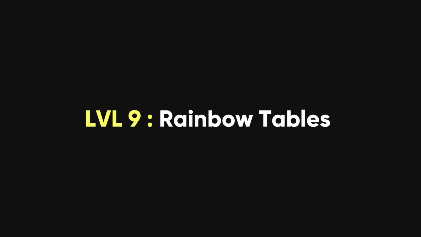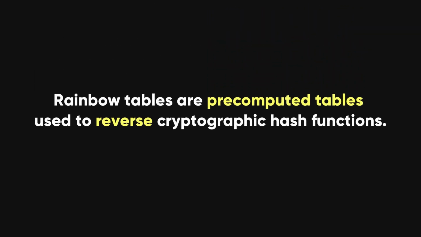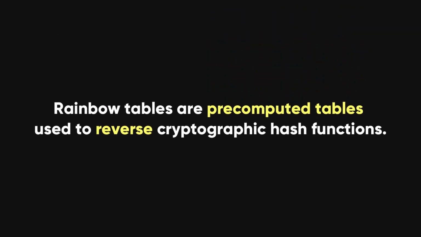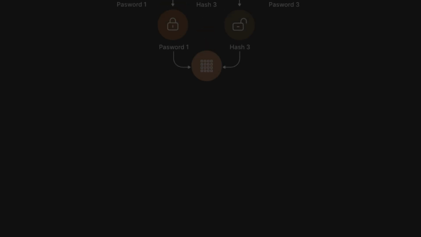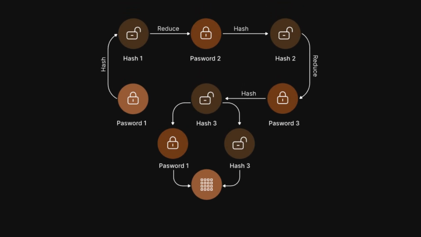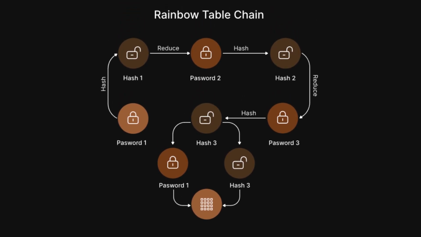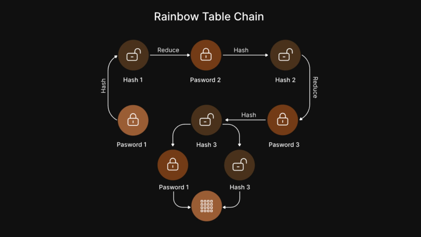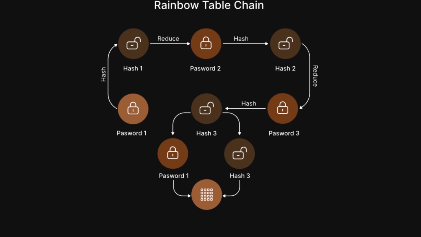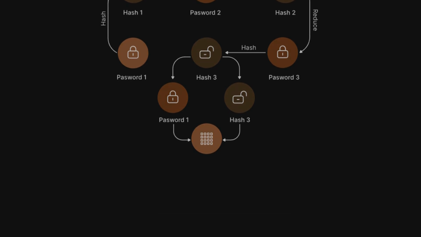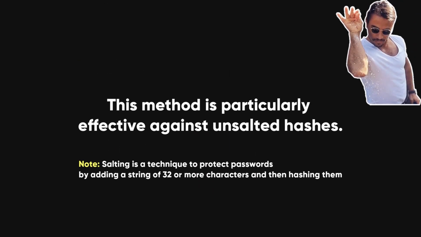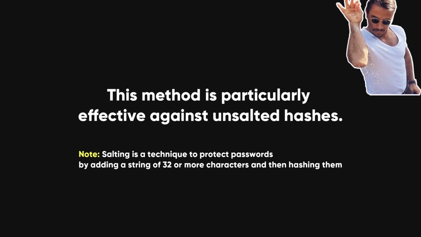Level 9. Rainbow tables. Rainbow tables are pre-computed tables used to reverse cryptographic hash functions. When a password is hashed, it is transformed into a seemingly random string of characters. Hackers use rainbow tables to match hashed passwords against pre-computed hash values, allowing them to quickly recover the original passwords. This method is particularly effective against unsalted hashes.